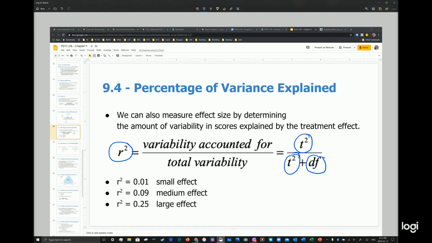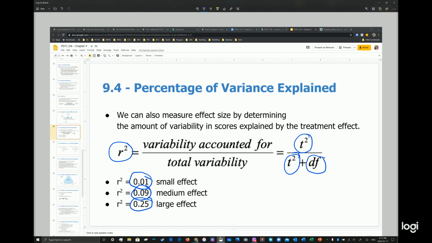Having said that though, that's why we have different guidelines for what is considered a small, medium, or large effect using this measure, especially if you have large sample sizes or large degrees of freedom. Again, remember though, the degrees of freedom also affects the critical value, but not the test statistic, although it is influenced by sample size. Having said that, you have 0.01 for a small effect, 0.09 for a medium effect, and 0.25 for a large effect.